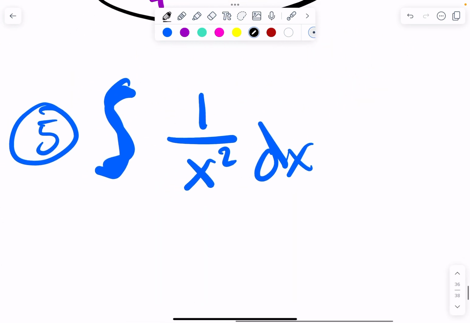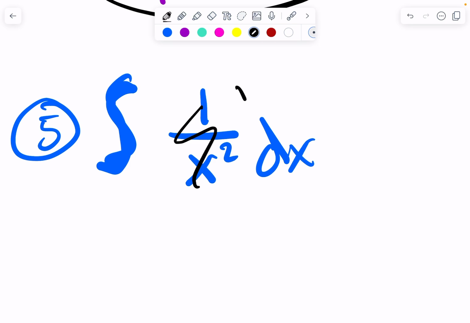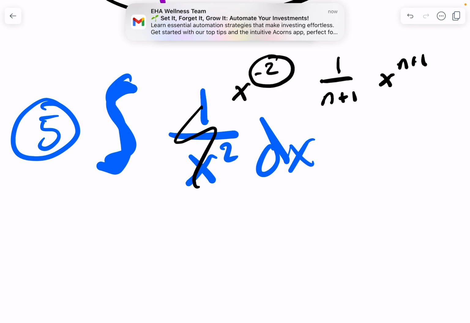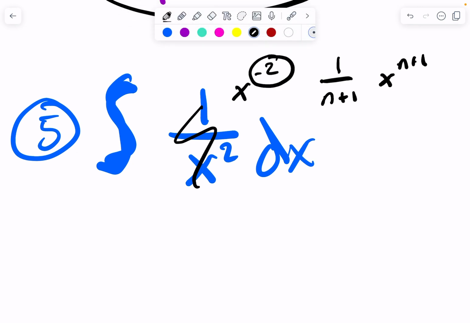All right, number 5. Do I have to use substitution? Nope, you don't. This one, 1 over x squared, I'm going to make it x to the negative 2 power when I move it to the top. And then I can just do the 1 over n plus 1, x to the n plus 1, right? Okay? So if I add 1 to this exponent of negative 2, it will be to the negative 1 power. So x to the negative 1 power.